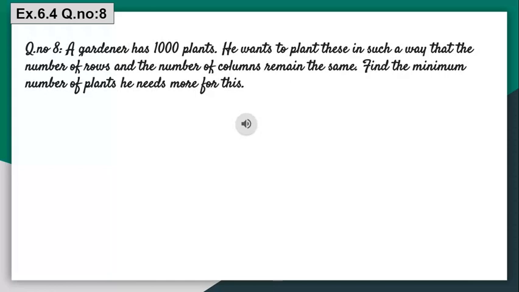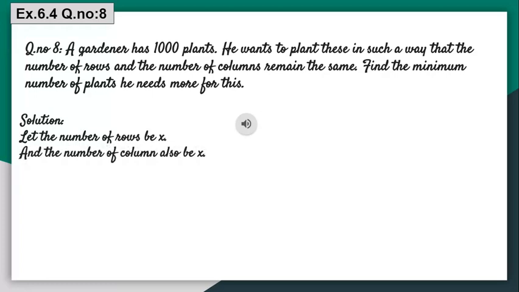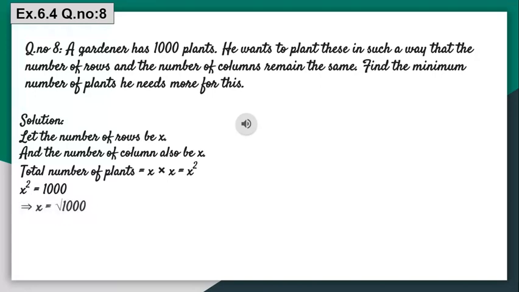So let me see how to find. Here the solution is, let the number of rows be x and the number of columns be x. So the total number of plants that is given, x into x, x square, is equal to 1000. From that we can find x. So we can take the long division method of 1000.